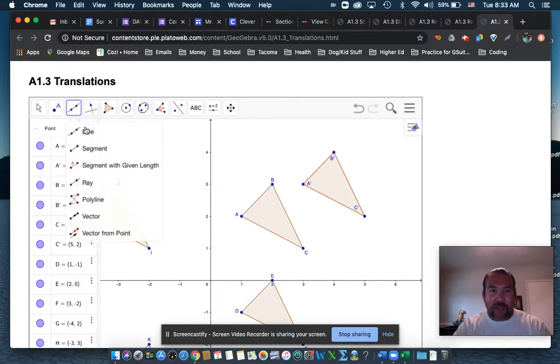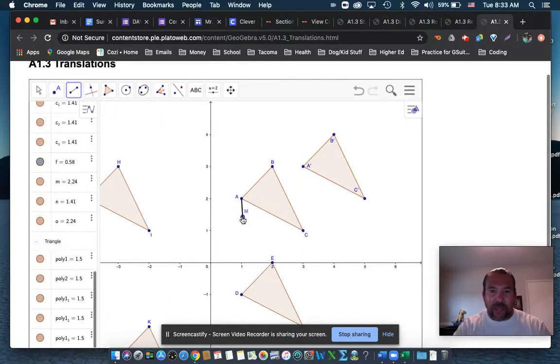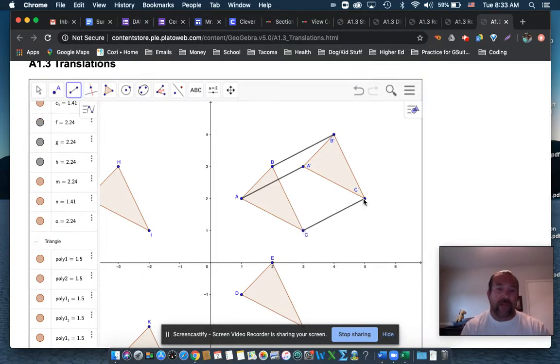So if I was to draw in a segment here from A to A', that segment is the same length as from B to B' and from C to C'. We call those vectors. So that's showing the amount of movement to get from the pre-image where we started to the image, our new location. So again, that is translation, all right?